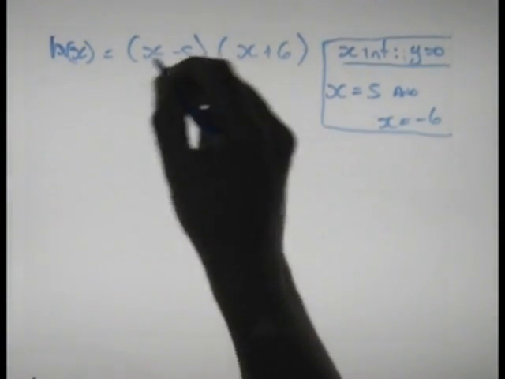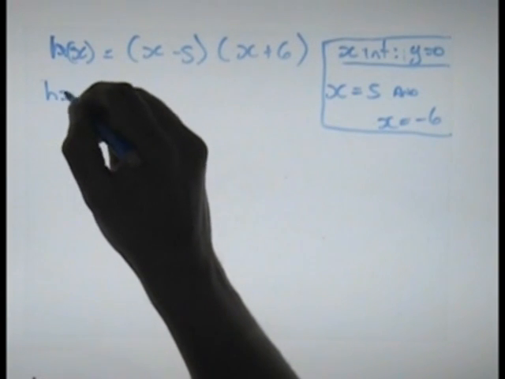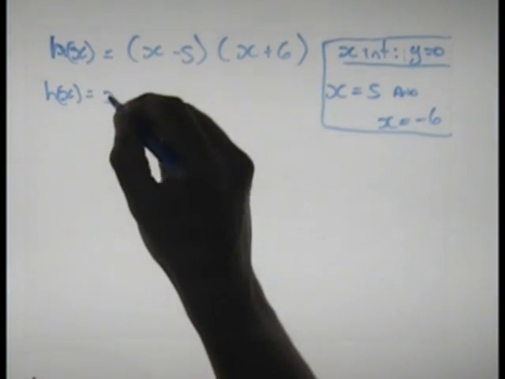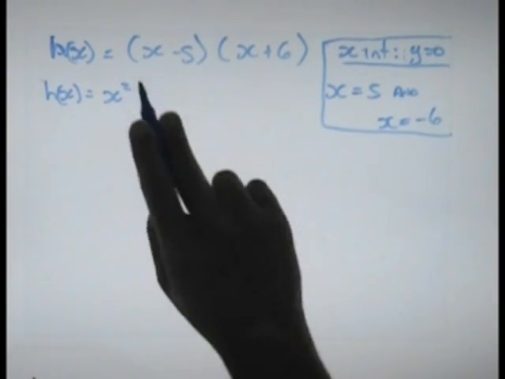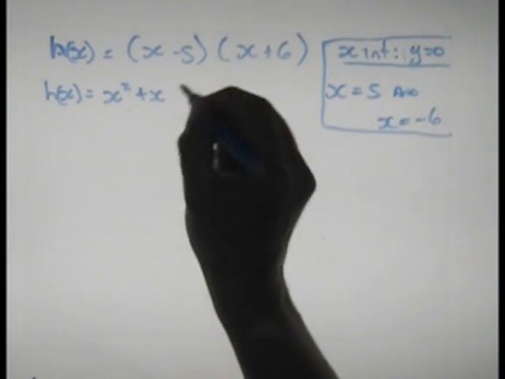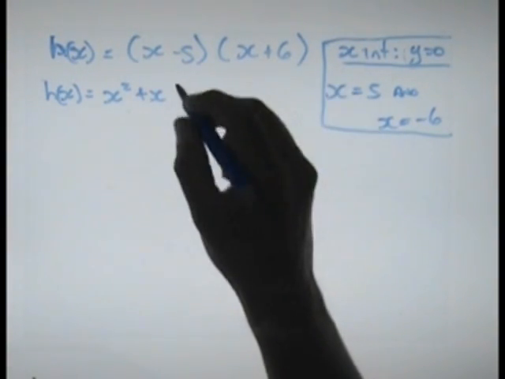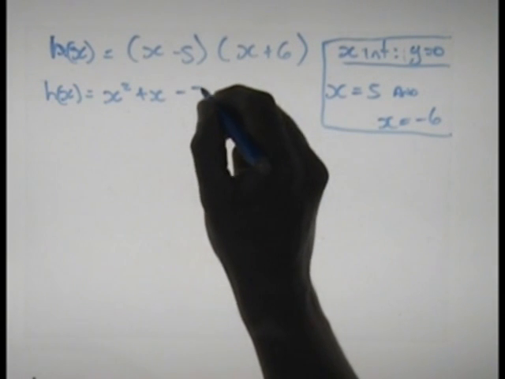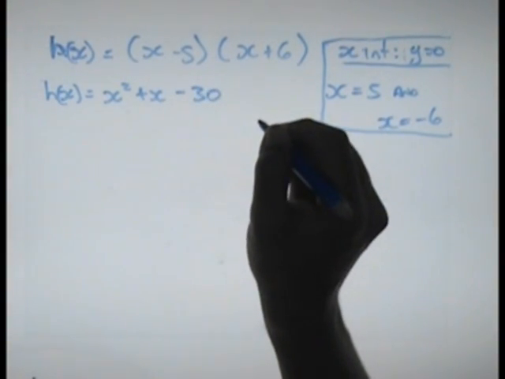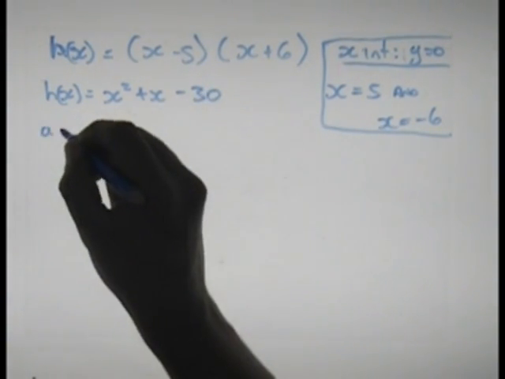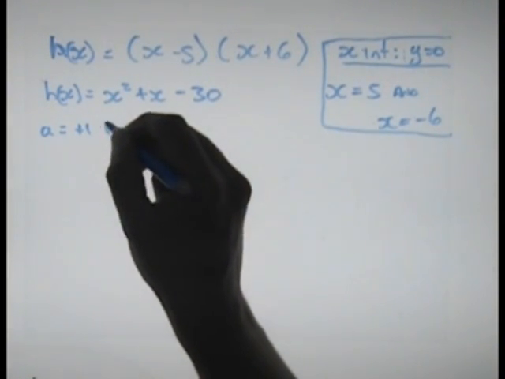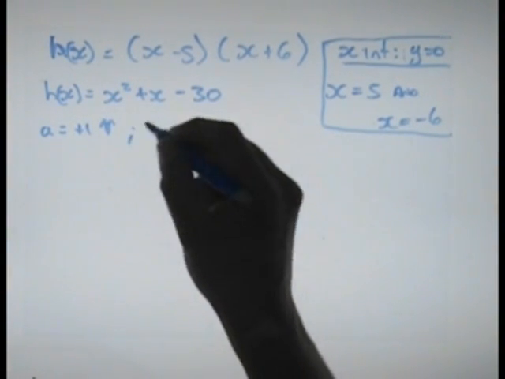Now, before I get started with this, I'm going to multiply it out. That will give me x squared minus 5x plus 6x is plus x, minus 5 times positive 6 is equal to negative 30. A value is equal to positive 1. That means that it's the smiley face graph.